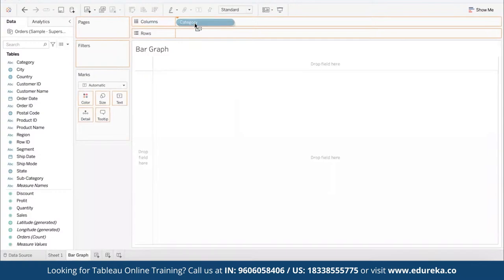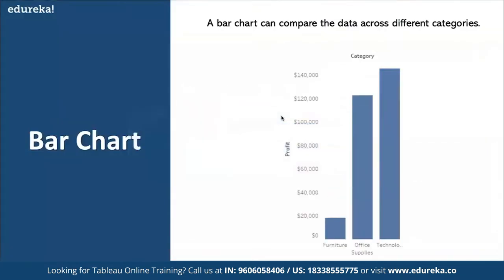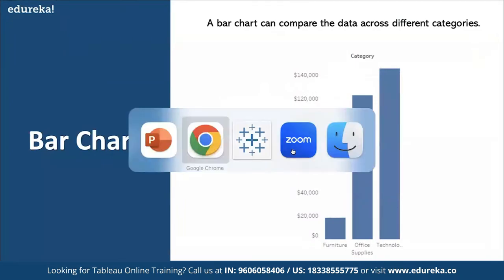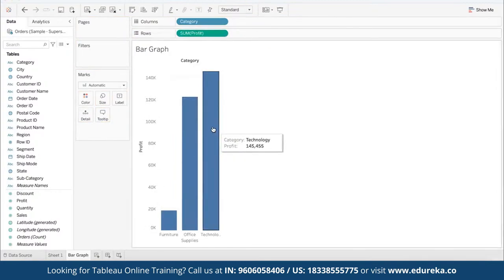Across different categories, I am supposed to show the profit. So I took category to the columns shelf. This here is called columns shelf. And when you take something to columns shelf, data from that field will get arranged as columns. Furniture is a column, office supplies is a column, technology is a column. And I will take profit to the rows. This gives me a bar graph.